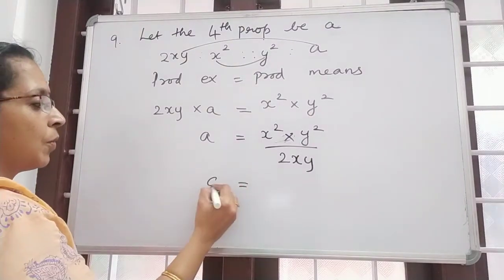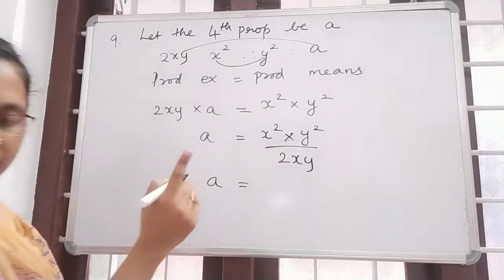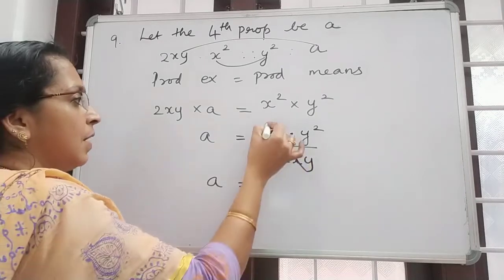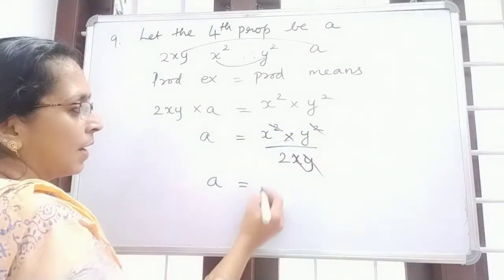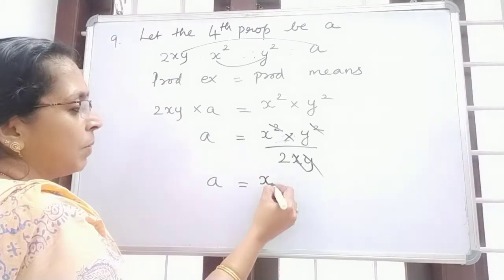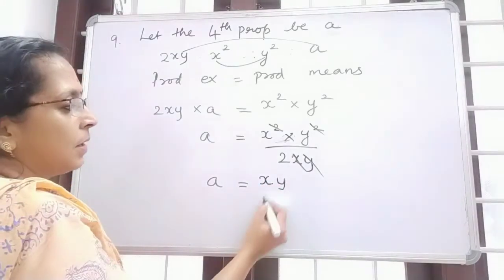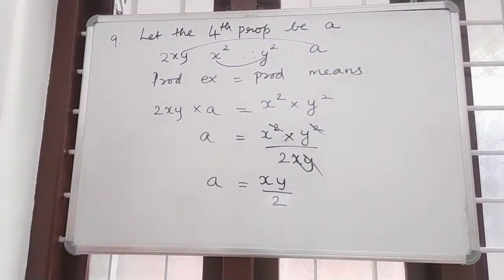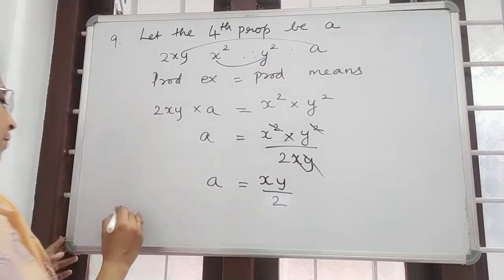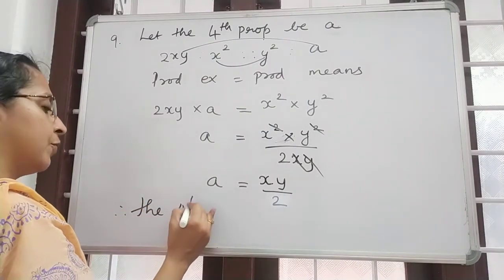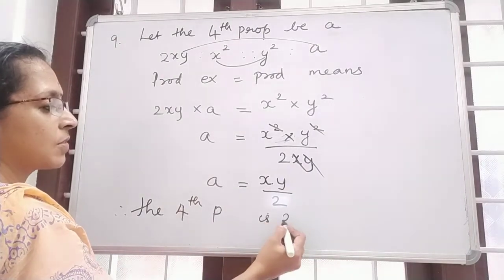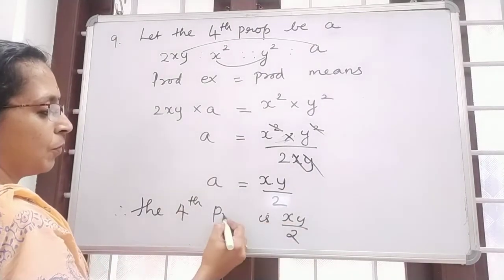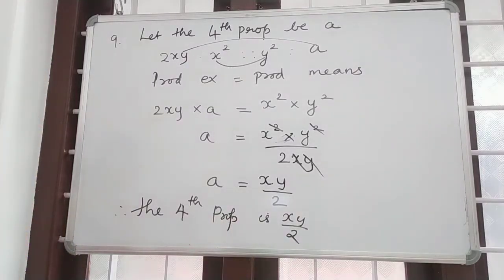So here x and here 1x we can cancel, same way here 1y we can cancel, remaining numerator 1x, y, divided by 2. So therefore the fourth proportion is xy by 2. Fourth proportion is xy by 2.